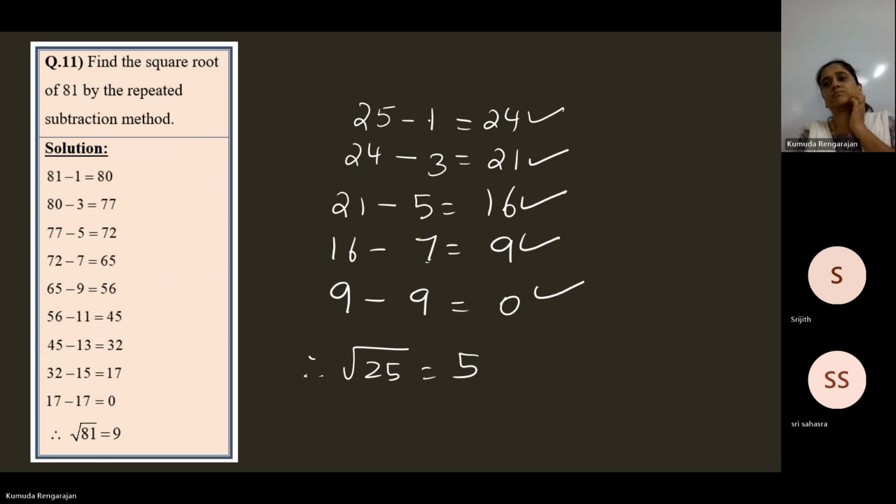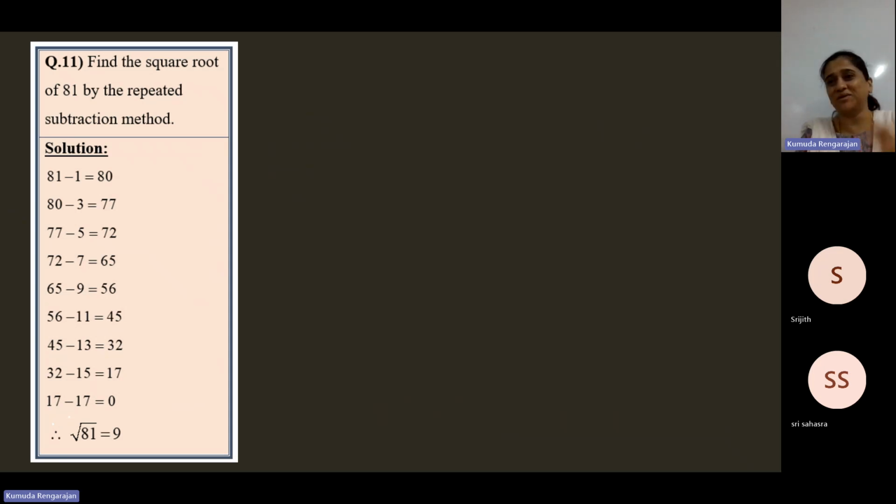Understood, Navneet? They'll not ask you to find the square root of a very large number using this method. You'll not be given a question like this under this method.